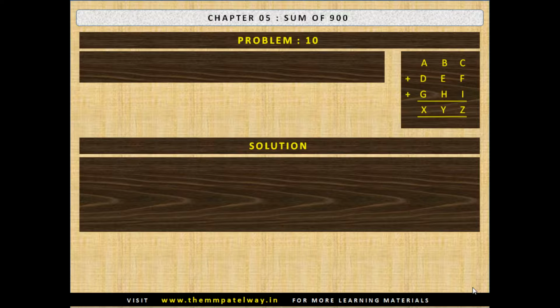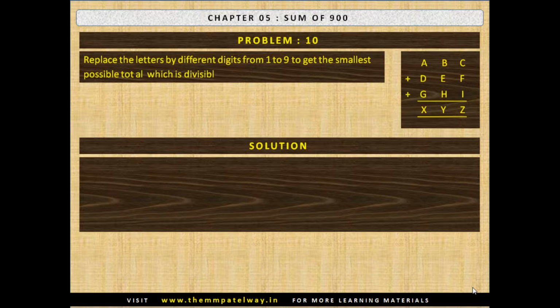Problem number 10. Replace the letters by different digits from 1 to 9 to get the smallest possible total which is divisible by 8. Now stop the video and solve the problem. The answer is, the smallest possible total which is divisible by 8 is 792.